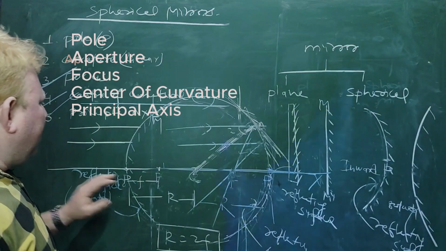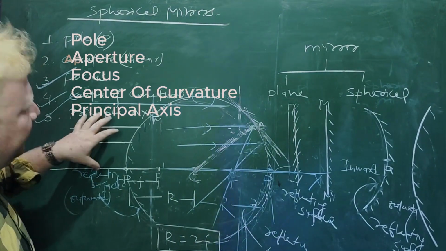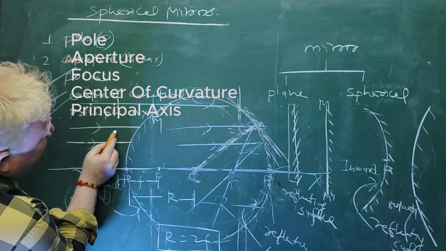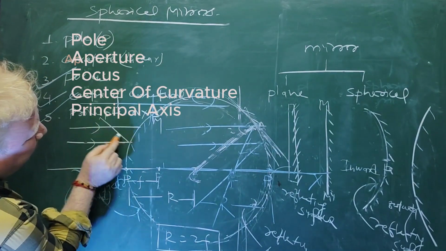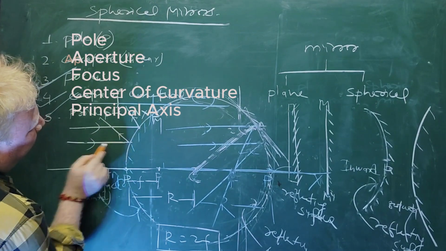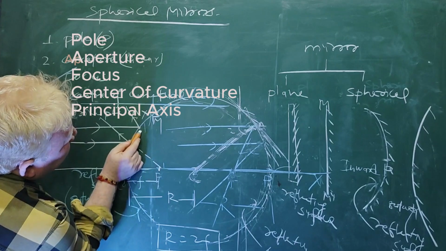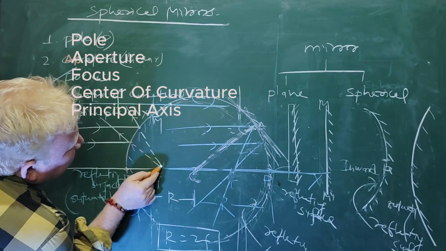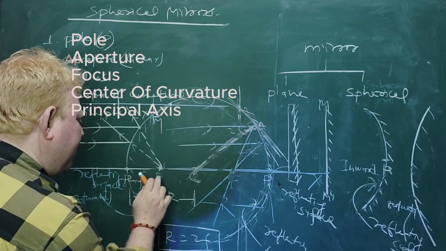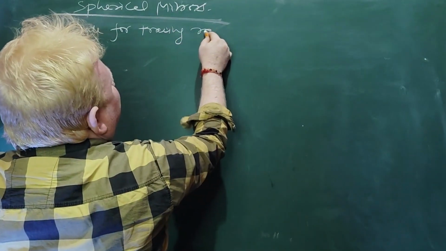Okay. So these two rays are coming parallel to the principal axis. After reflection, these two rays will go like this, like this. When traced back behind the mirror, they will appear to meet at a point exactly on the principal axis, and this point we call the focus. Ray diagram.